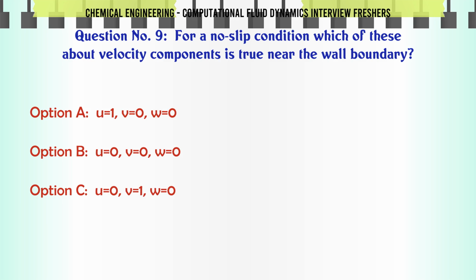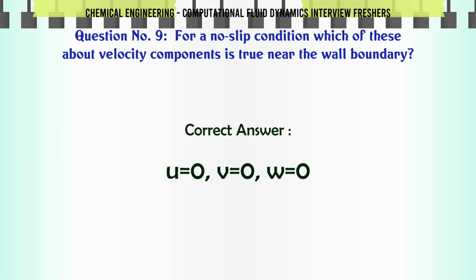For a no-slip condition, which of these about velocity components is true near the wall boundary? A. U=1, V=0, W=0. B. U=0, V=0, W=0. C. U=0, V=1, W=0. D. U=0, V=0, W=1. The correct answer is U=0, V=0, W=0.